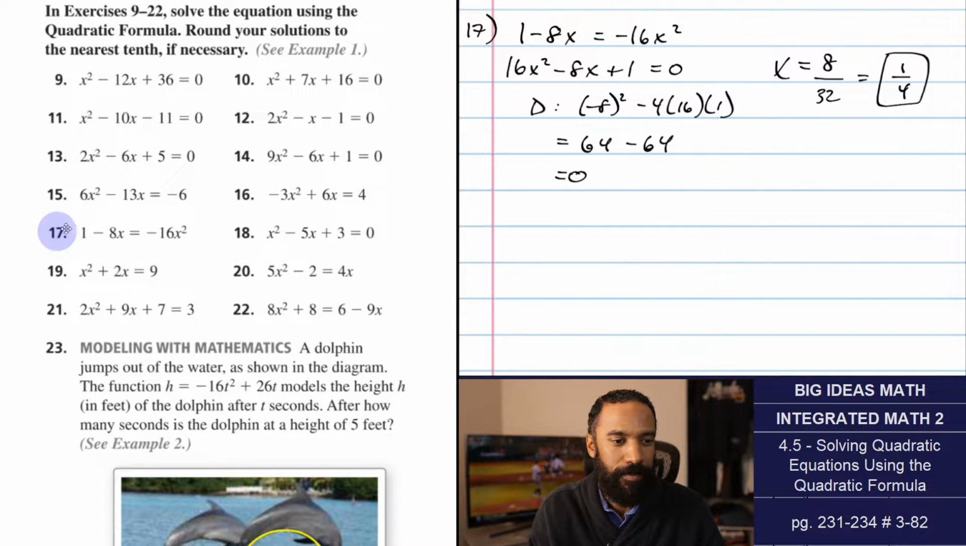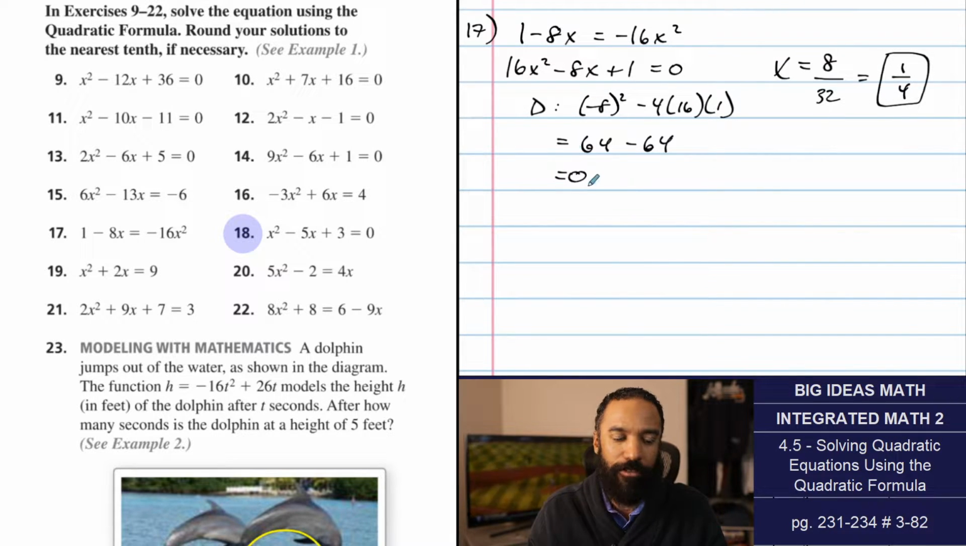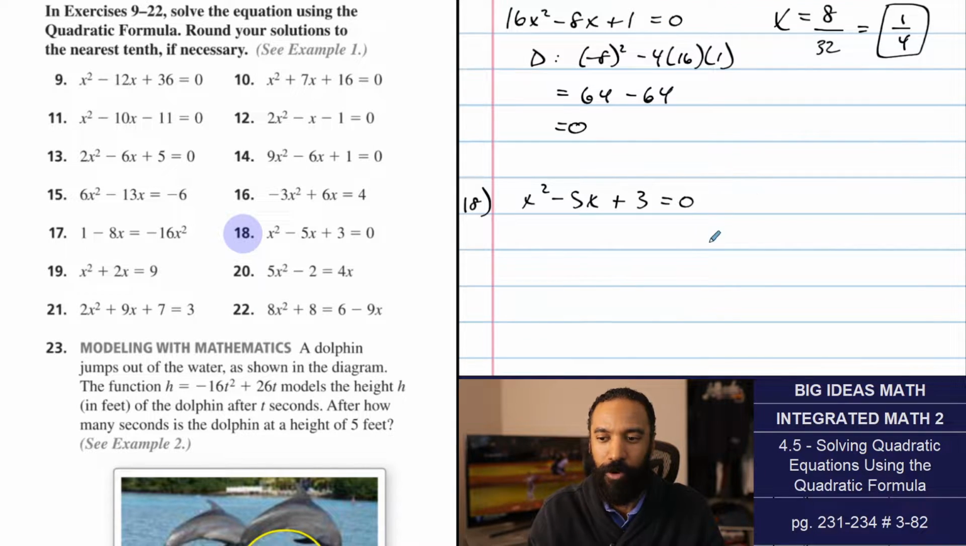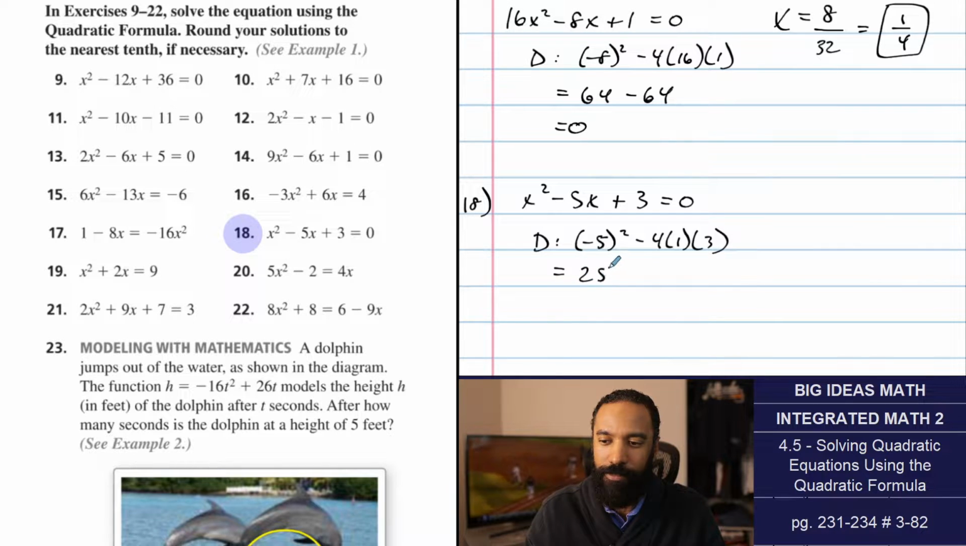Number 18, non-factorable. I would use the quadratic formula for this problem. I wouldn't bother with completing the square because that 5 was an odd number. But this is in standard form set equal to 0. Let's use standard form. Let's use the quadratic formula. The discriminant, b squared minus 4ac, gives us 25 minus 12, which is 13.